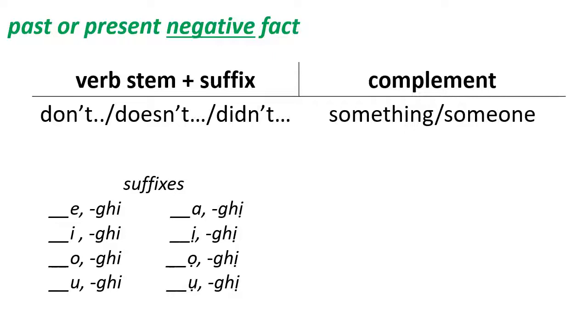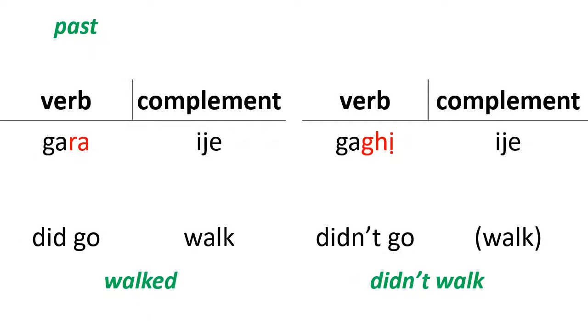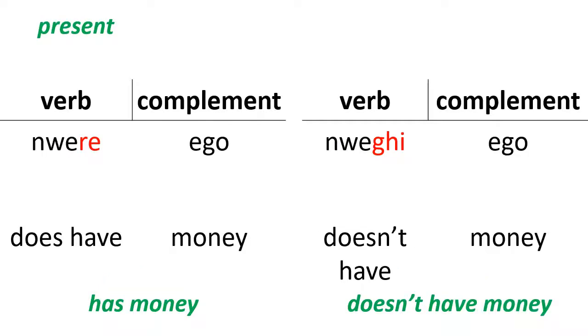But let's go ahead and look at examples of ra and yi verb forms with 10 verbs. Gbara ọsọ, ran. Gbaghị ọsọ, didn't run. Gara ije, walked. Gaghị ije, didn't walk. Nwere ego, has money. Nweghị ego, doesn't have money.